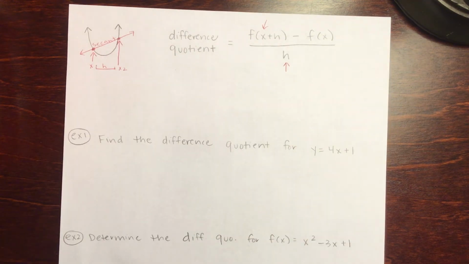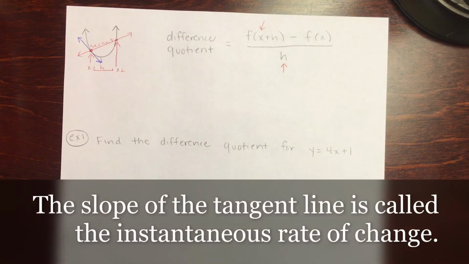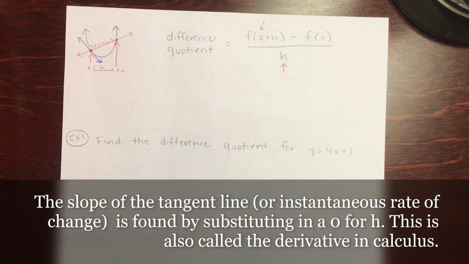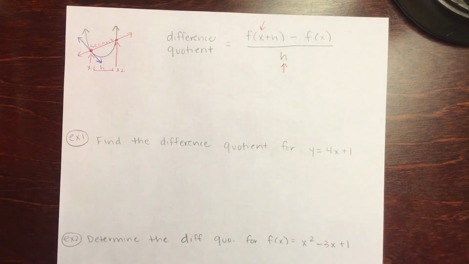Side note, a tangent line is the line drawn that touches the graph in exactly 1 point. The slope of the tangent line tells you the instantaneous rate of change, and in calculus, you will use the difference quotient to find the instantaneous rate of change. You'll substitute in a 0 for the h value. That's also called the derivative. Anyhow, we're just going to stick with the basic difference quotient here, and let's do 3 examples.